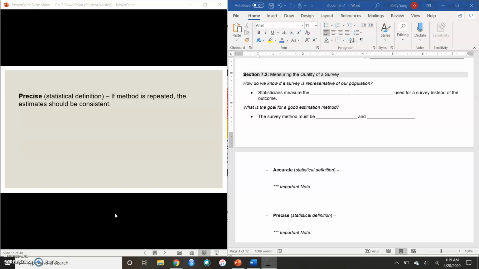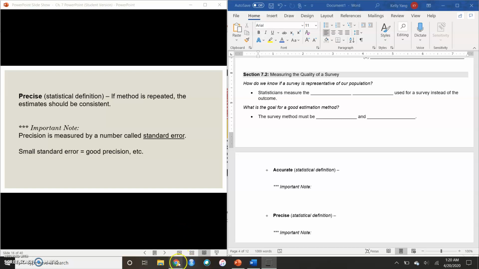And then precise. The definition for precise is that if the method is repeated, the estimates should be consistent. So precision is determined by whether or not the estimates are consistent with each other. An important note about precision: precision is measured by a number called the standard error. We'll talk about it in more detail later this chapter, but what I need you to understand right now is that a smaller standard error indicates better precision.